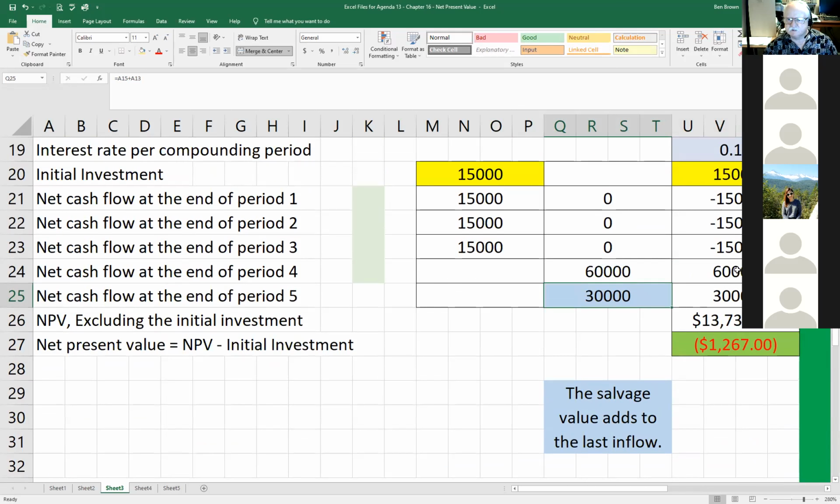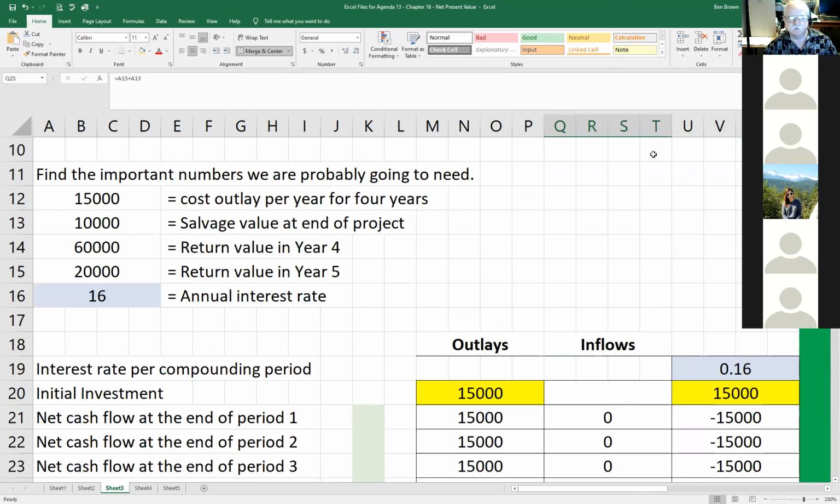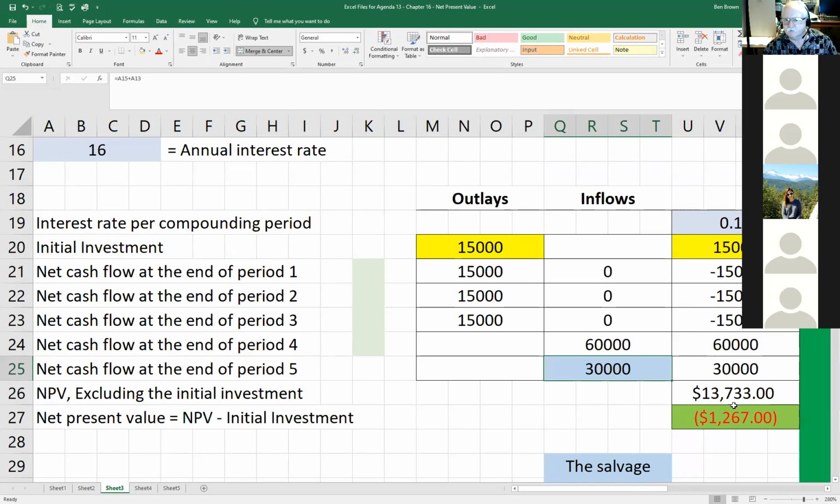So now we have this column of numbers that we're dealing with. And when we calculate the net present value, which doesn't include the initial investment, and then the net present value, including that initial investment. I'm not sure if I like this number at all. Let me think about that. That's the net present value of that, and that.